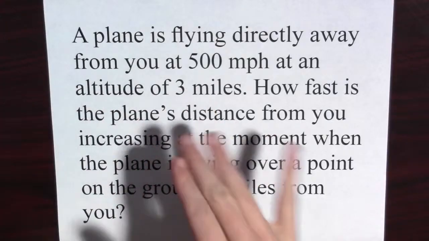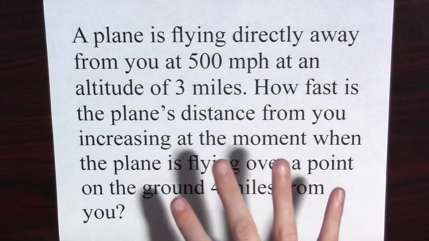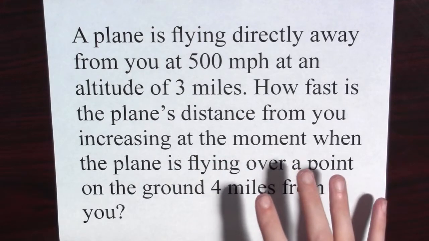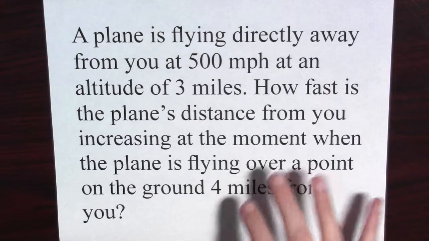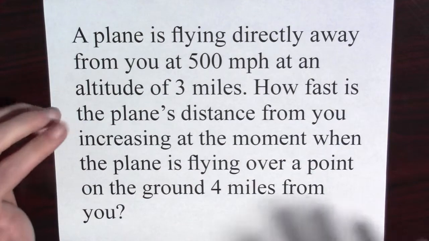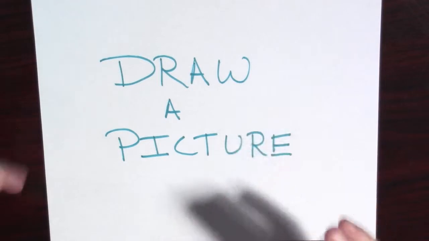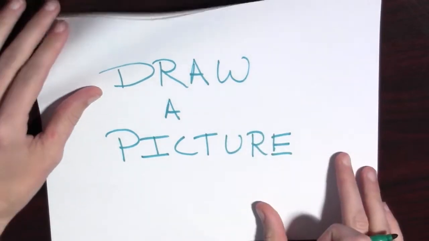A plane is flying directly away from you at 500 miles per hour at an altitude of 3 miles. How fast is the plane's distance from you increasing at the moment when the plane is flying over a point on the ground 4 miles from you? This problem might seem really hard, but we have techniques to deal with this. So the first thing we're going to do is draw a picture. So let's draw this picture.